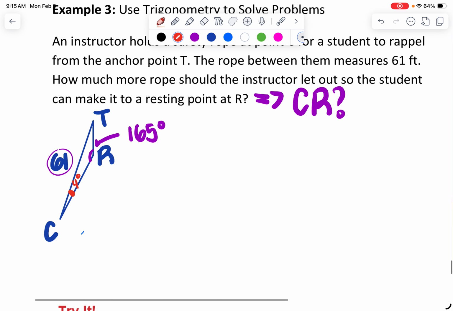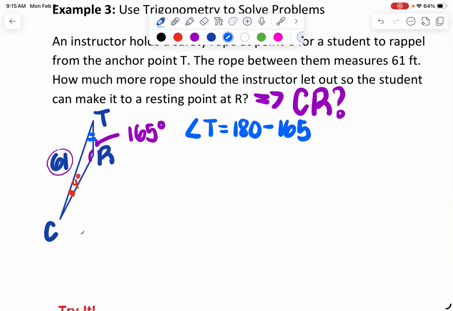Well, look what I have, guys. I have 165, I have angle 4. I can find this angle up here because it's a triangle. So I could find angle T by doing 180 minus 165 minus 4. And so that would give me 11 degrees.